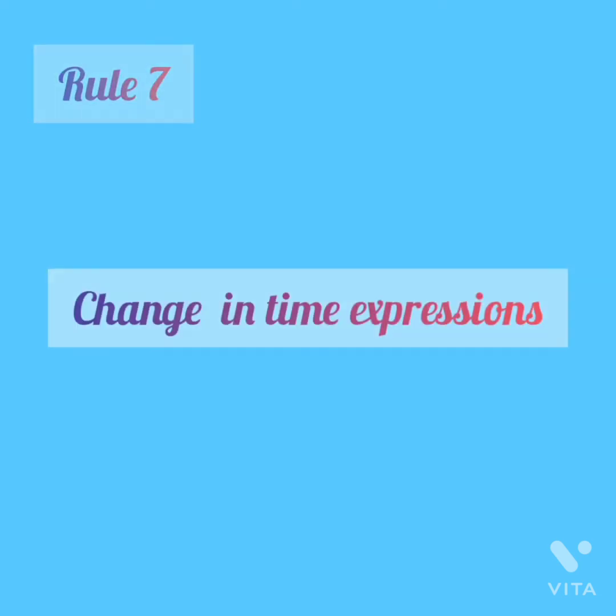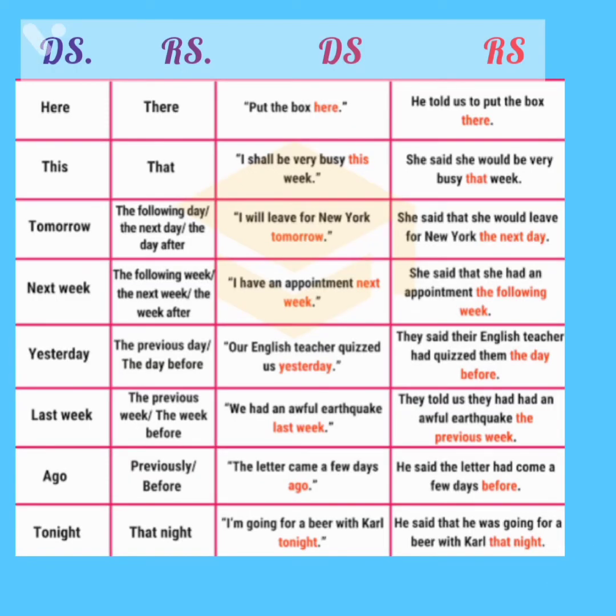Now rule number 7. In this, it has been mentioned something about the change in the time expression from direct speech to indirect speech. Now here are some examples. When indirect speech is used, then "here" in the reported speech will be changed into "there". For example, you can see the sentence, "Put the box here." So the change will be, "He told us to put the box there."